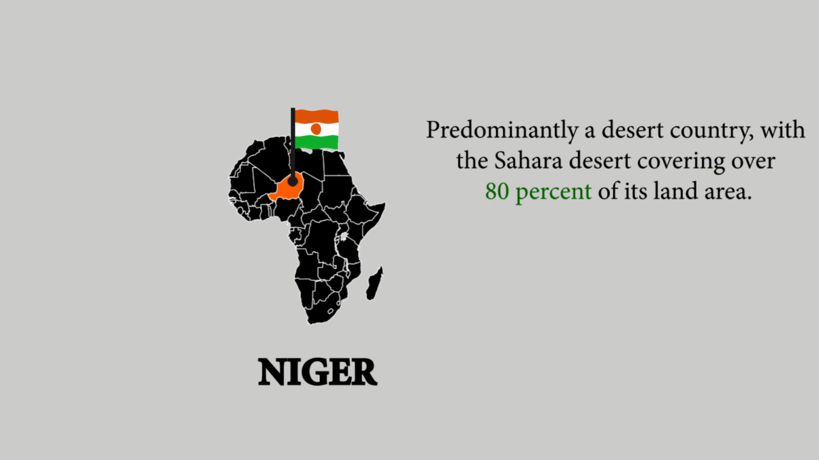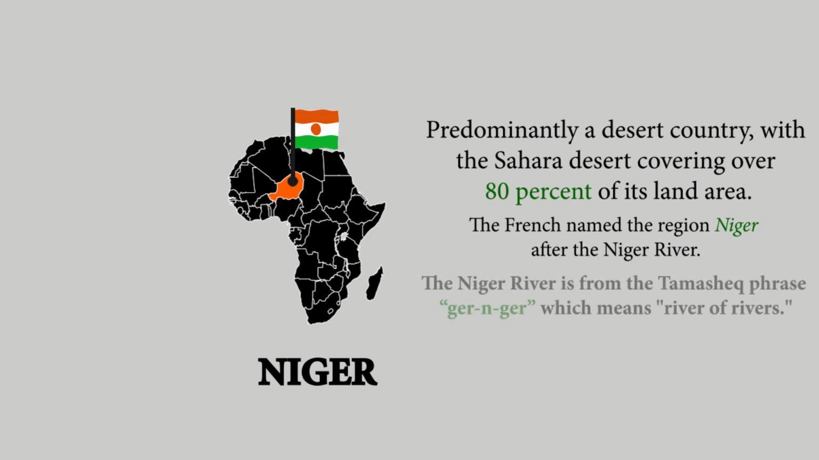Before the French colonizers arrived in the late 19th century, the region was an assemblage of diverse local kingdoms such as the Hausas, the Tuaregs, the Songhai, the Zarma, and the Kanuris. But in the early 20th century, the French conquered the region and called it Niger after the Niger River, which flows through the southwestern part of the country. The Niger River in turn is from the Tamasheq phrase Gar Ngar, which means river of rivers.